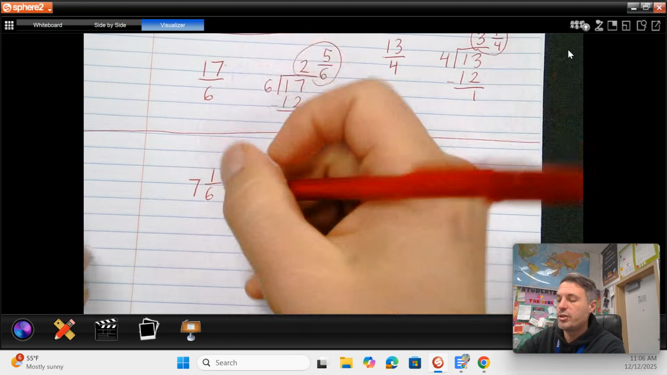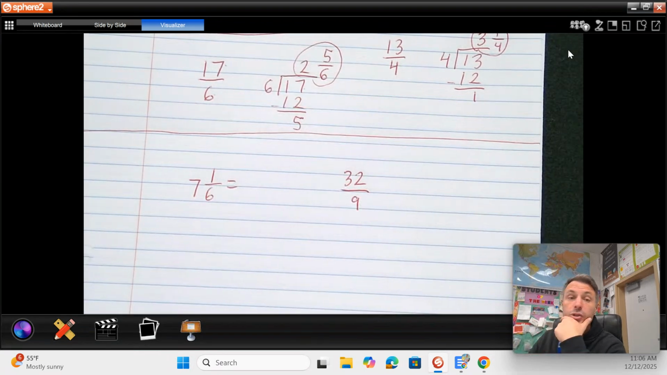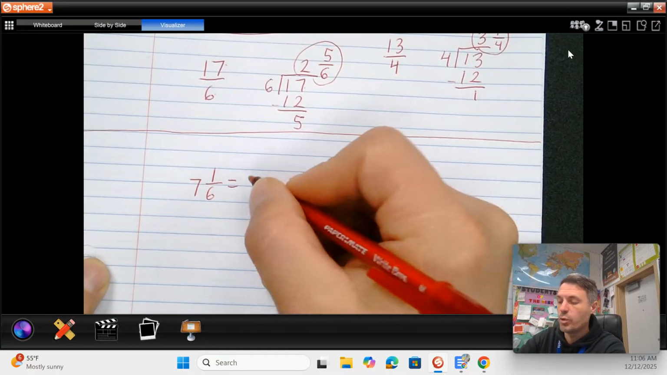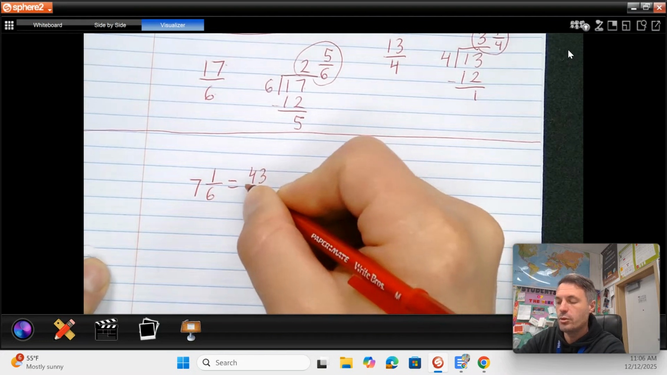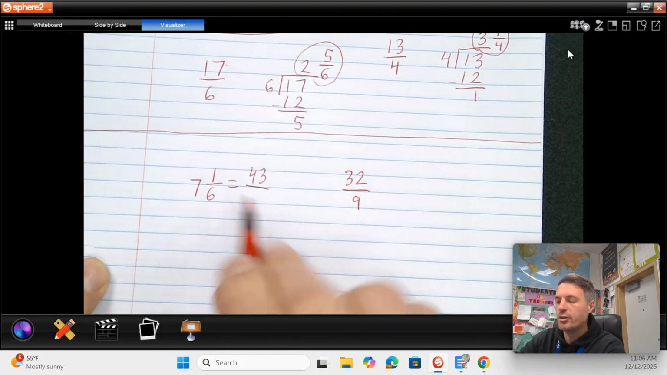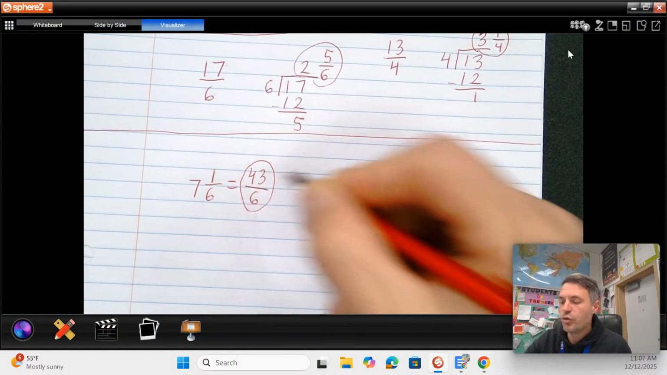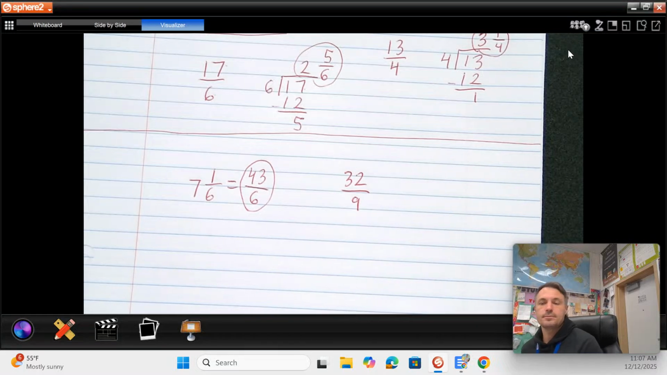In order to change 7 1/6 into an improper fraction, what you should have done is 7 times 6, which is 42, then you should have added the 1, which is 43. That's your new numerator. And the denominator 6 stays the same. So 7 1/6 written as an improper fraction would be 43/6.